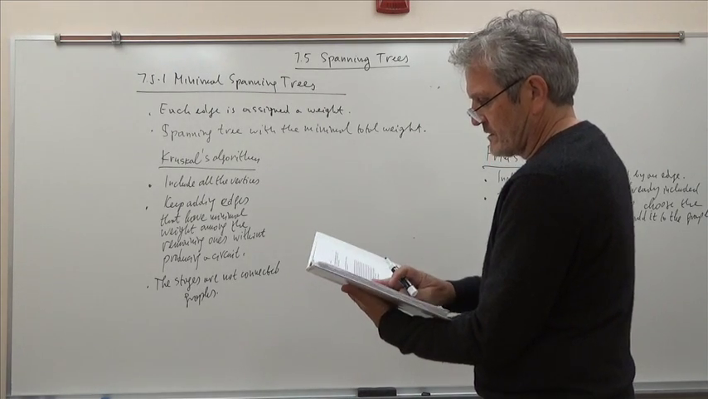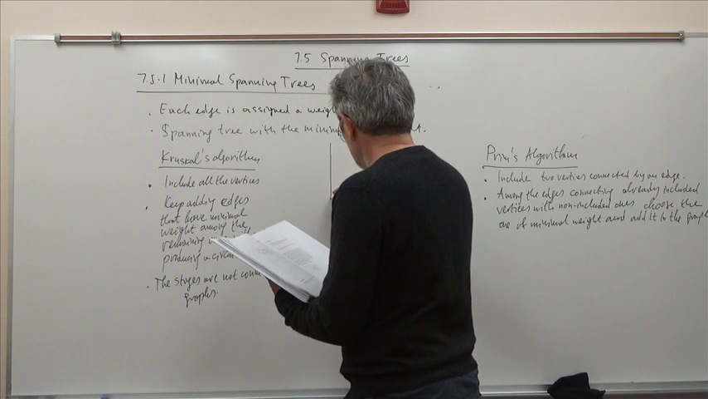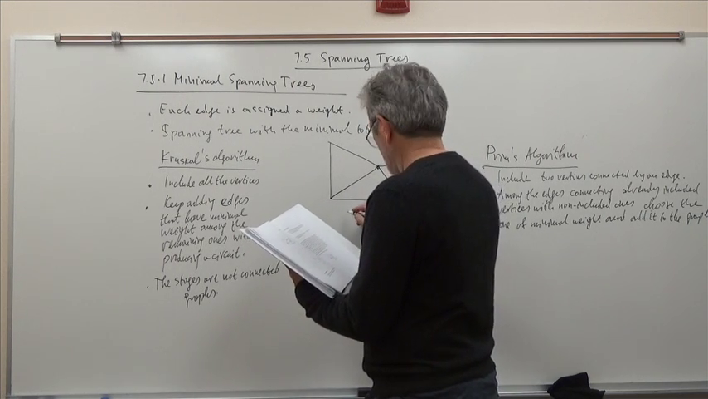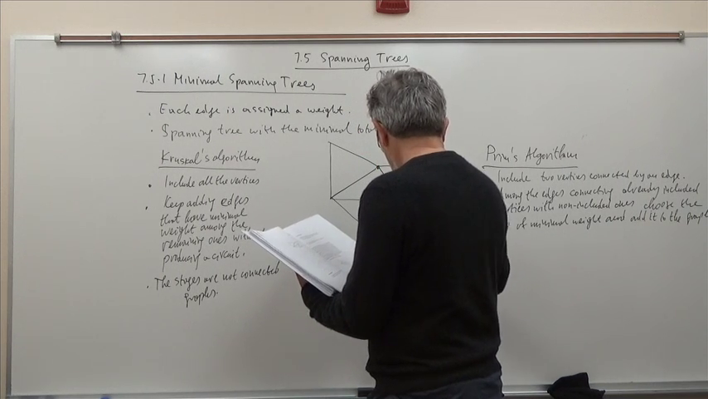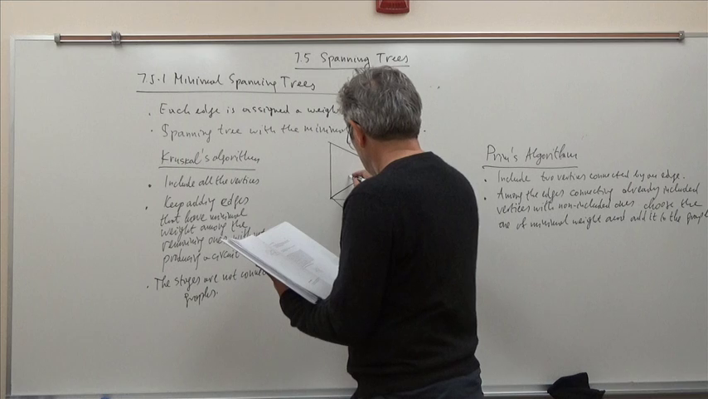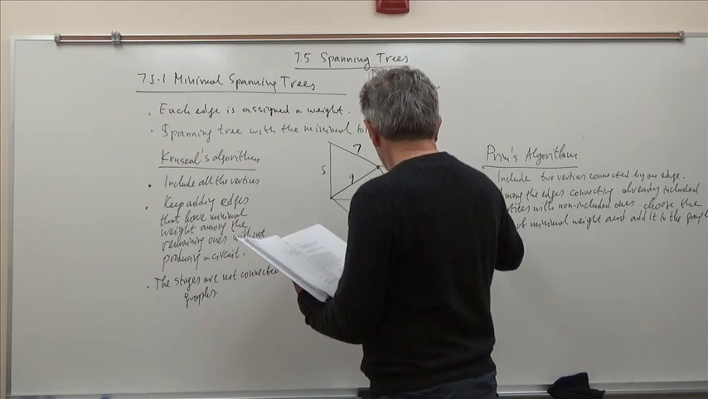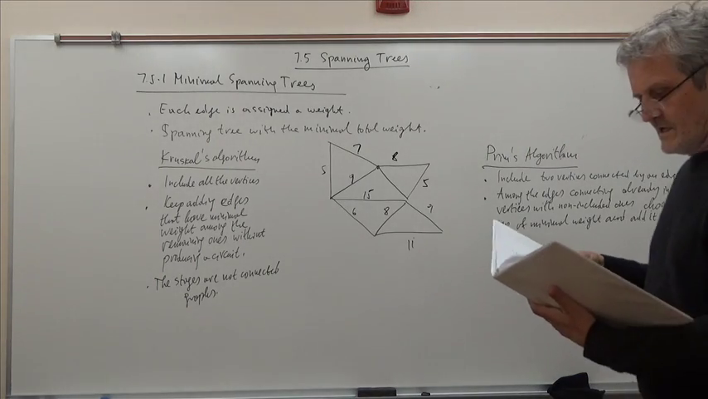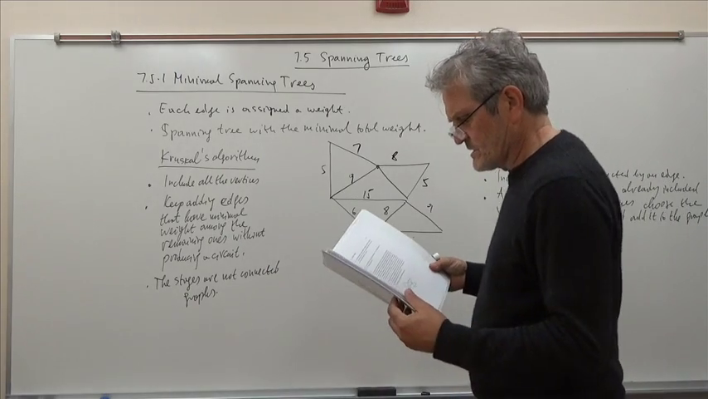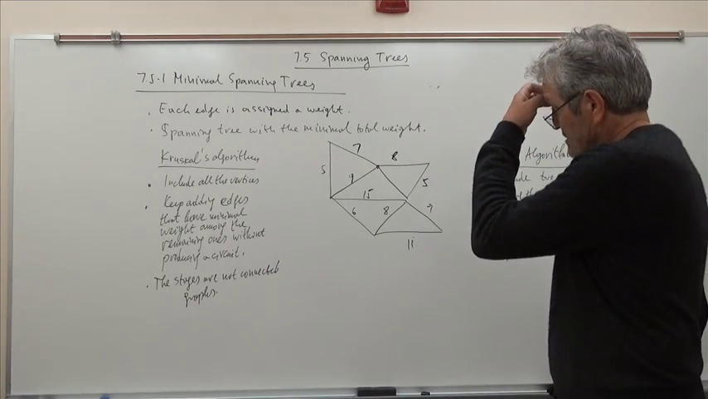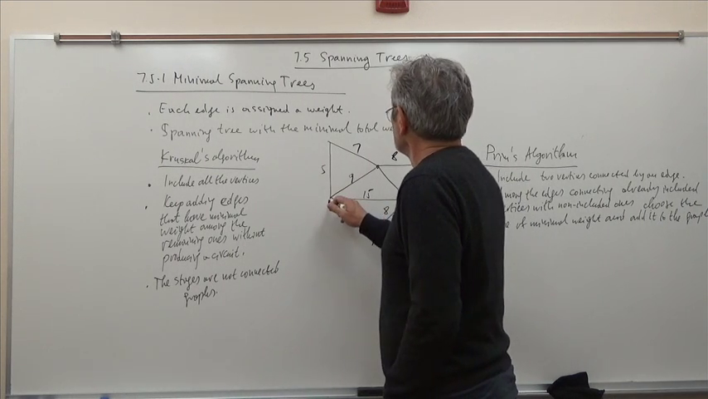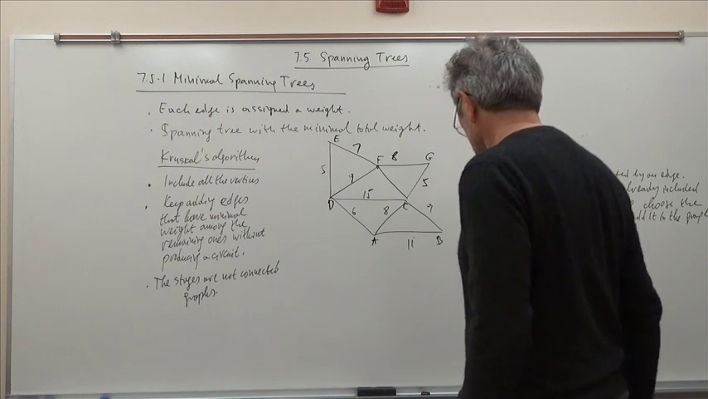So I chose an example here. Eleven, 9, 8, 6, 15, 9, 5, 7, and 5. So here's the graph. It is connected, and we want the minimal spanning tree. So what do we do? Are there names for the vertices here? There aren't. It's okay. Well, let me give them the names. A, B, D, E, F, G. It's nicer if they are labeled.